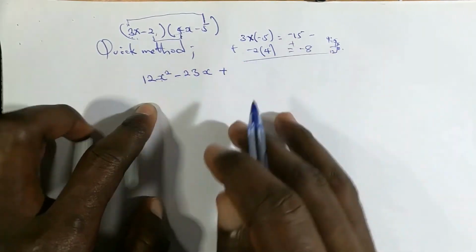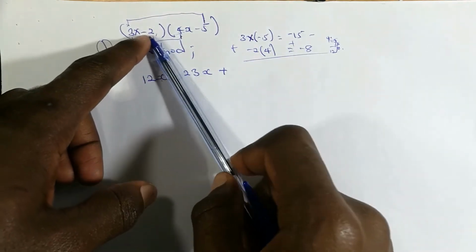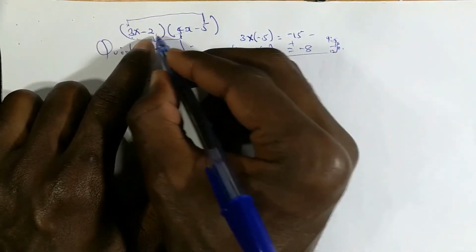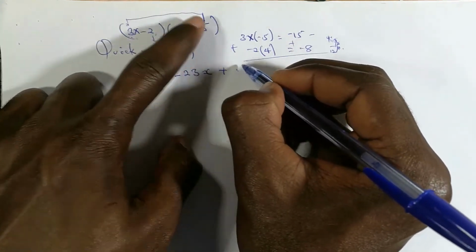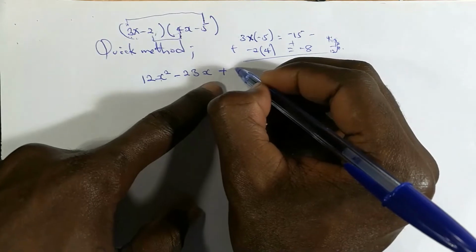Then to get our whole number without the x, the term without x, we simply multiply the second terms. That's -2 times -5. That means we are going to have negative times negative. Remember I told you that when multiplying the same signs, the result is positive, so we're going to have 10.